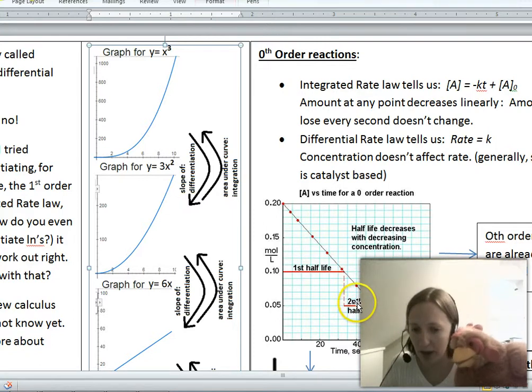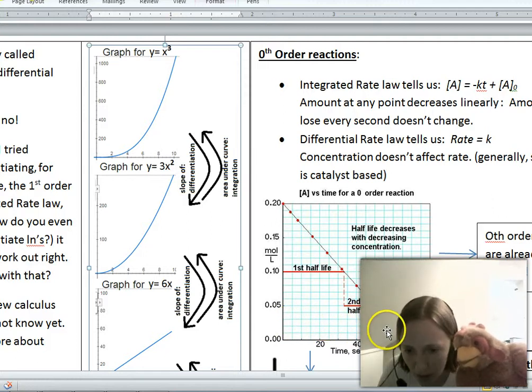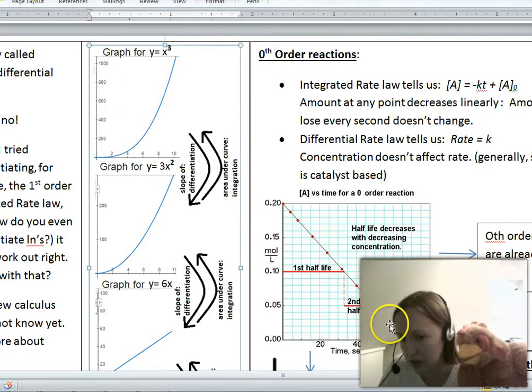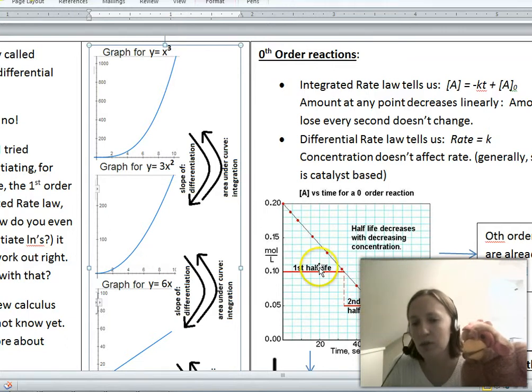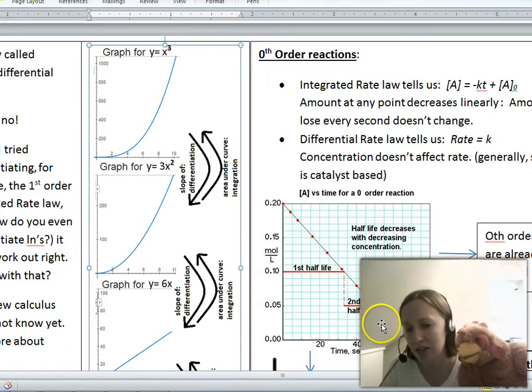Then the third half-life is going to be at 0.025, which is right here, in between these two blue lines. And that's from 50 seconds to about 57, 58 seconds. Let's say 58 seconds. So it goes from 34 to 17 to 8.